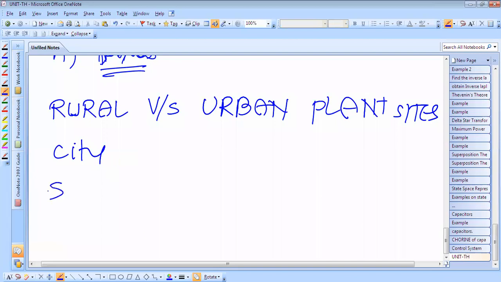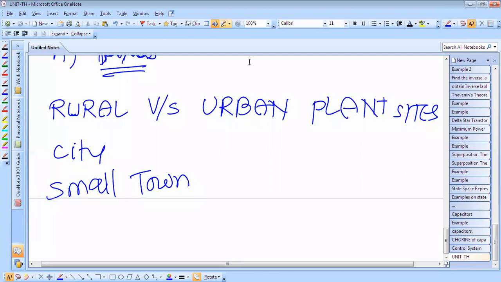So while selecting the plant site in a small town, what are the advantages? Definitely it has some advantages. In small towns or rural areas, plenty of land is easily available for your plant. We can set up the plant, and we can also expand the existing plant as the area is not a problem in the rural. Land is easily available and it is cheap also.